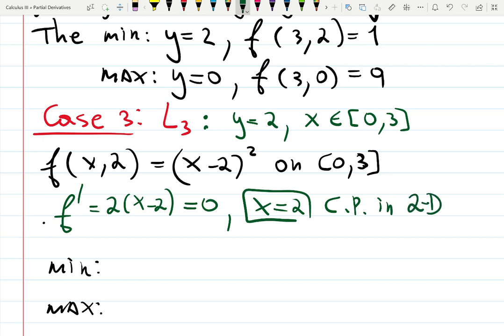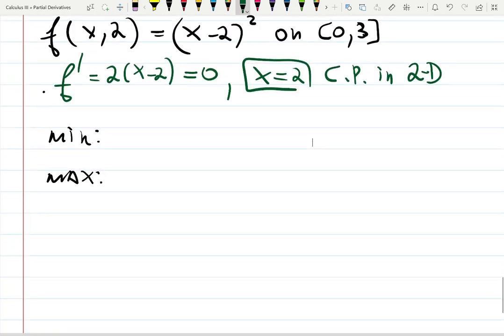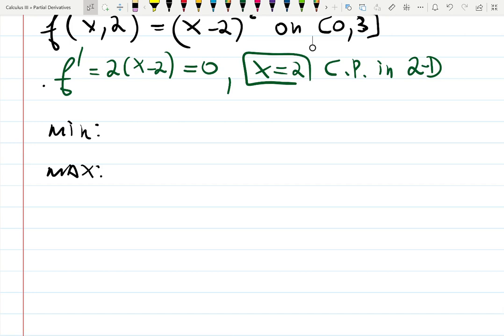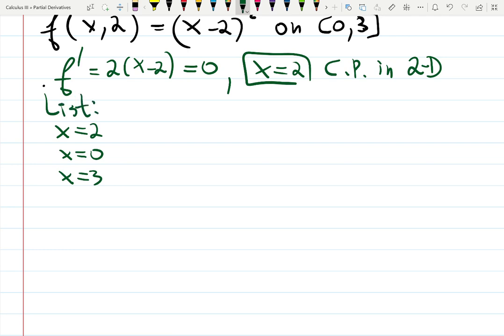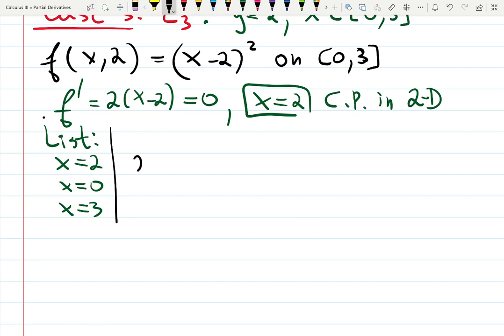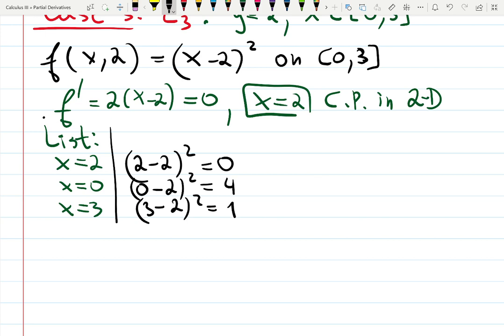So we're going back to Calculus 1 class here. And then you have a list of 3 points that you should check. X equals 2, x equals 0, and x equals 3. You're making a list. This is how I teach it. You plug them all into your original function. 2 minus 2 squared gives you 0. 0 minus 2 squared gives you 4. 3 minus 2 squared gives you 1.